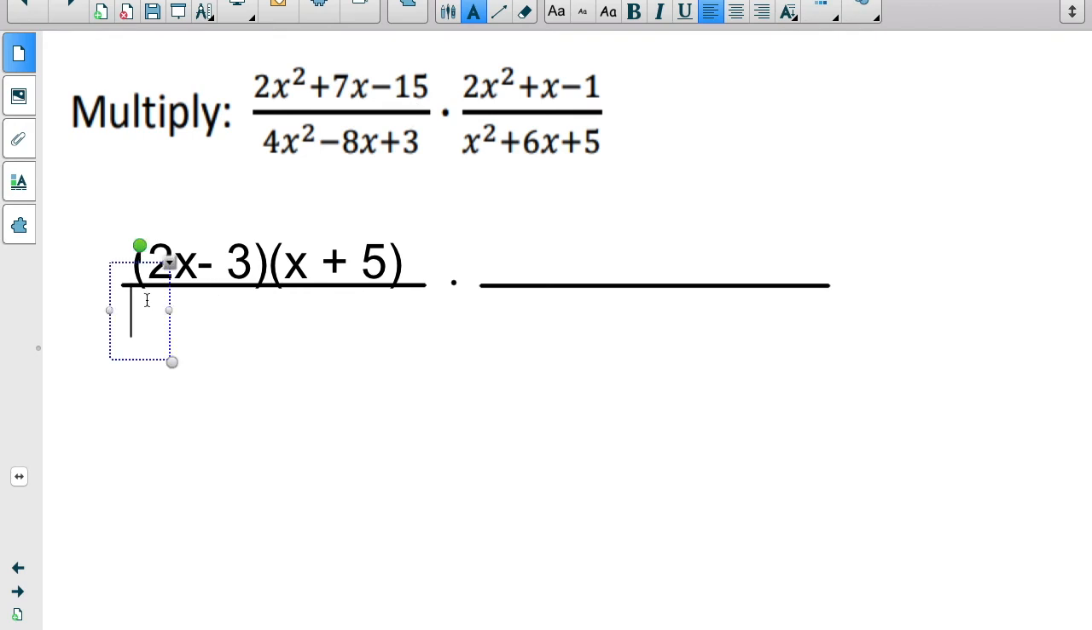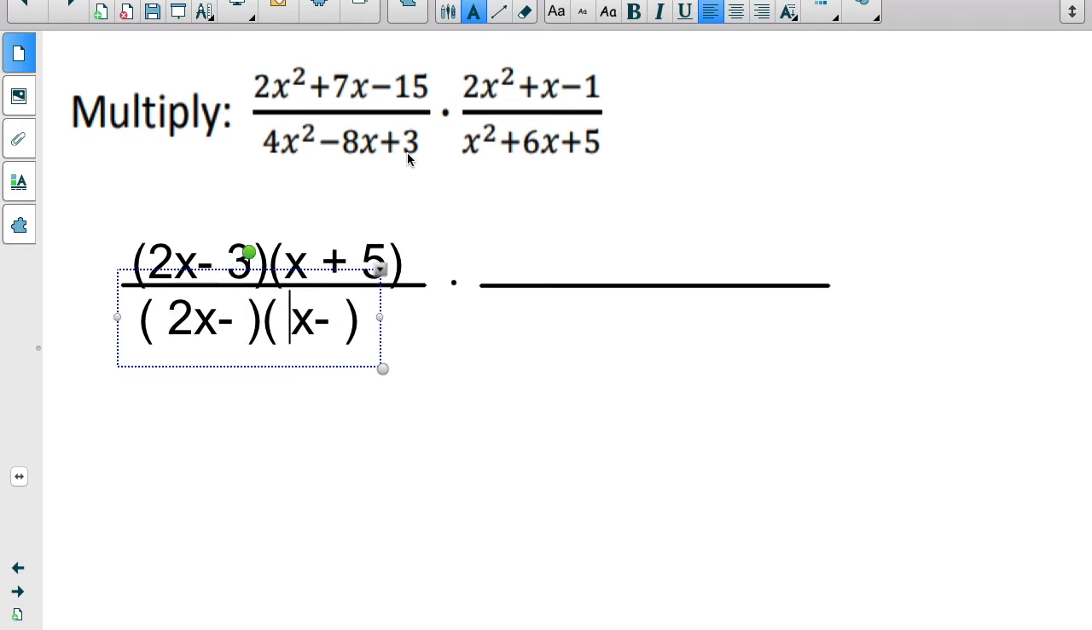Okay, let's move to the bottom of the first fraction. Now again, we're going to have 2 sets of parentheses. Now because the 3 is positive, the signs are the same and they match the sign of the middle term, which should be negative and negative. Now the factors of 4x squared, well, we know the factors of x squared are going to be x and x. And I'm just going to pick 2 and 2 for the factors of x squared. Now the factors of 3 are, well, 1 and 3, because those are going to be the only factors of 3.